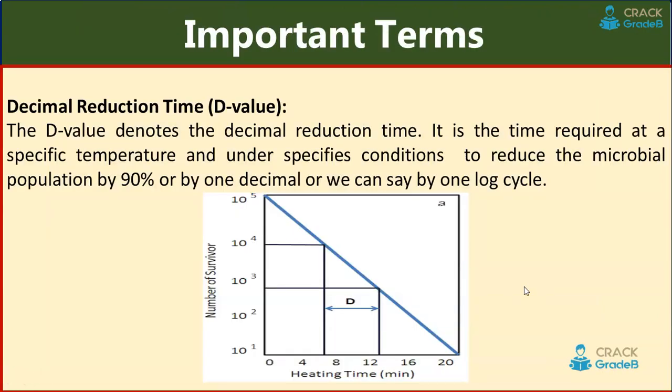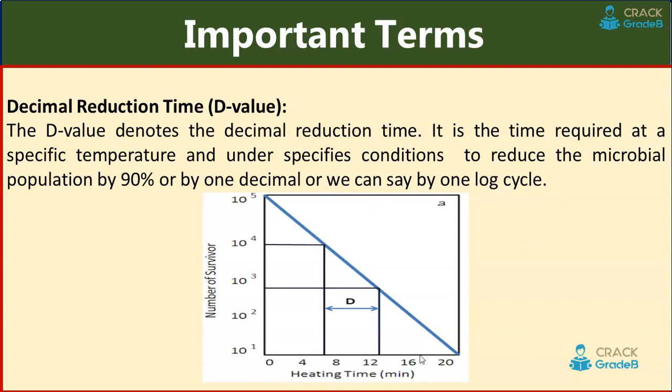Decimal reduction time, D value. The D value denotes the decimal reduction time. It is the time required at a specific temperature and under specific conditions to reduce the microbial population by 90%, or by 1 decimal, or we can say by 1 log cycle.